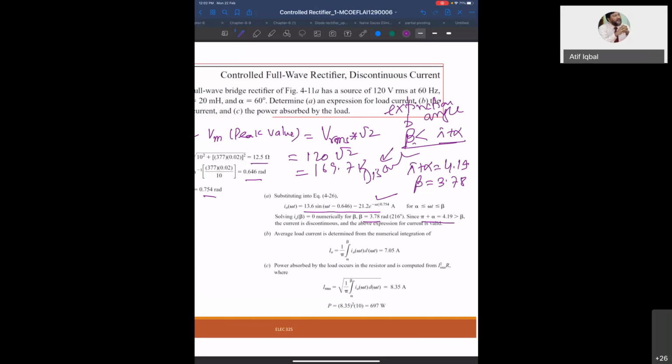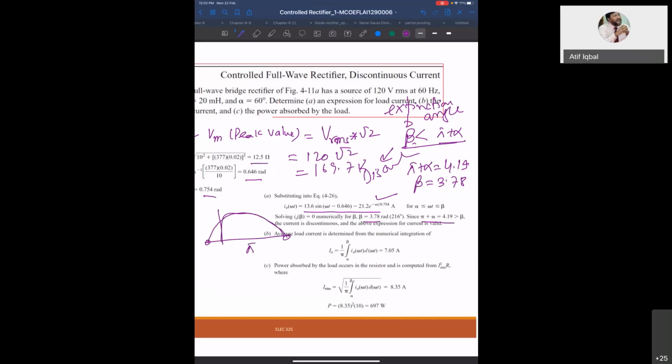Then the average current, yes. So if beta minus alpha, which is the induction angle, is less than pi, then we can say that it is discontinuous. If it is diode based, then it will be pi. But if it is thyristor based, it will be less than pi.